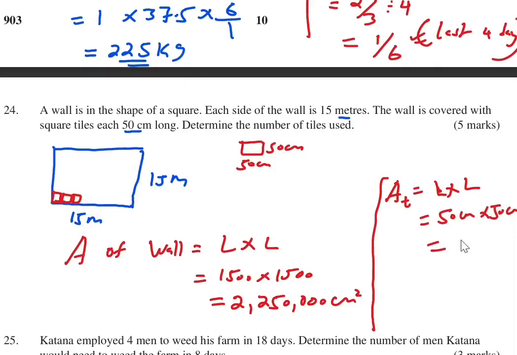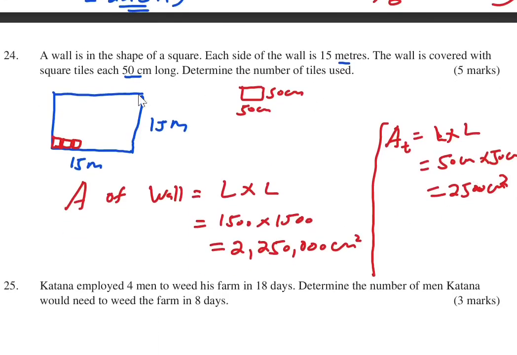So it is 2,500 centimeters square. So each one you get a mark, and then now we want the number. So how will you do it? You will take this big area divided by the area of one tile. So number of tiles will be the area of the wall, because now the units are the same.